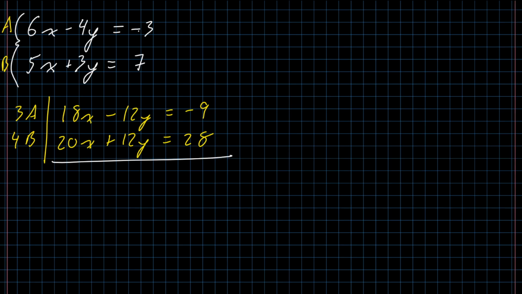Add these together. 18 plus 20 is 38x. Minus 12y plus 12y is 0y, or just 0. And then negative 9 plus 28, or just 28 minus 9, is 19. Get x by itself, divide by 38. That may or may not be one that you know offhand, but it actually works out really nicely. 19 times 2 is 38. So this fraction reduces and becomes 1/2.